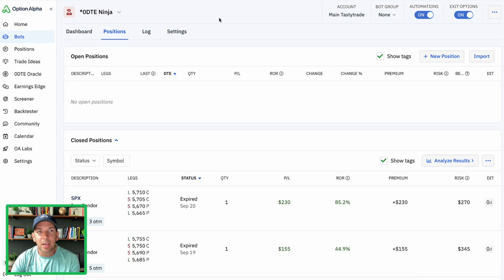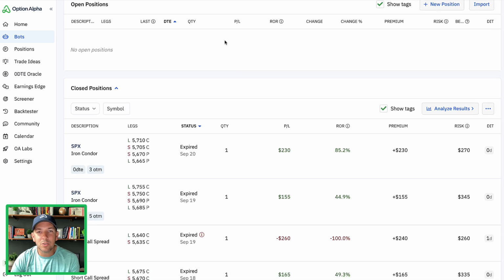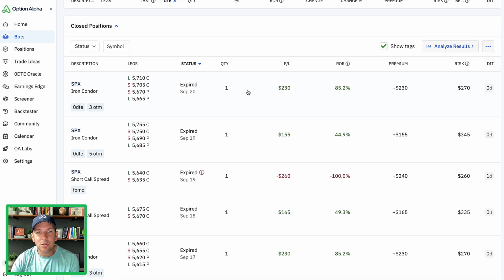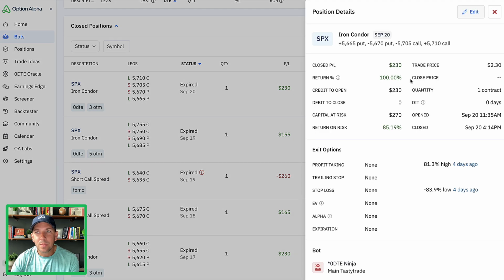Okay, so here's a look at one of my bots that I run, which is the 0DTE Ninja. Doesn't have any positions today. It's still kind of out there searching and hunting, which is great. Here's a look at some of the closed positions from before. So we had a position last week that expired, and this one was, just so you can see kind of what different ones look like.